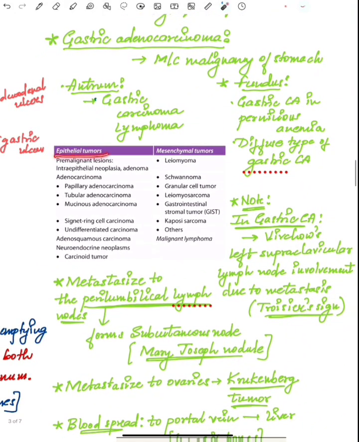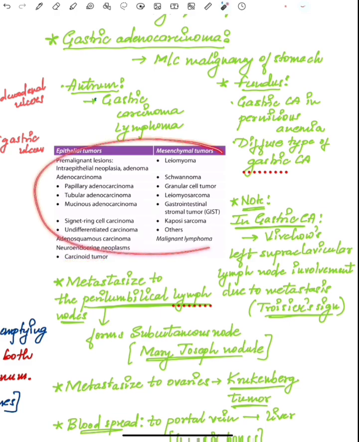The difference between epithelial tumors and mesenchymal tumors: epithelial tumors include premalignant lesions, intraepithelial neoplasia or adenoma, adenocarcinoma, papillary adenocarcinoma, tubular adenocarcinoma, mucinous adenocarcinoma, signet ring carcinoma, undifferentiated carcinoma, adenosquamous carcinoma, neuroendocrine neoplasms, and carcinoid tumors. Mesenchymal tumors include leiomyoma, schwannoma, granular cell tumors, leiomyosarcoma, GIST, Kaposi sarcoma, and malignant lymphoma.